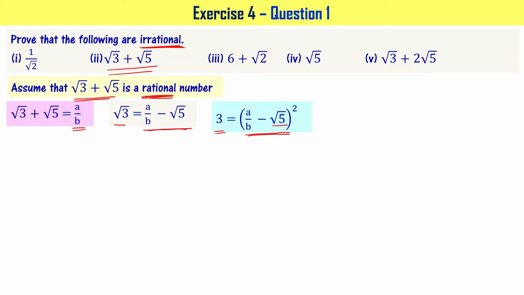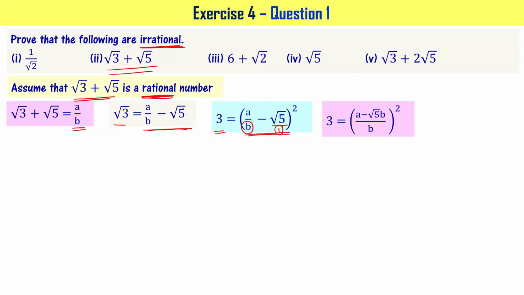Look at this. I can write it as square root of 5 by 1. Now look at the denominators. One denominator is b and other denominator is 1. Their LCM is going to be b. Using that, I can rearrange this particular equation as 3 equal to a minus 5 root b divided by b whole square.